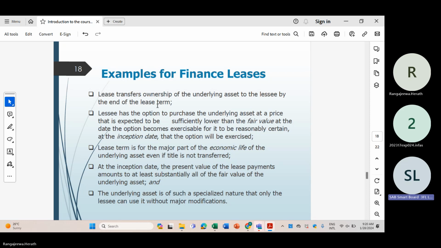It's only a legal difference. The first one says at the end of the lease period ownership transfers automatically. The second one says at the end of the lease period the lessee has the option to purchase the asset by paying a nominal fee. Compared with the real value of the asset, that's a very small amount. So it's very obvious that the lessee will use the option and buy.